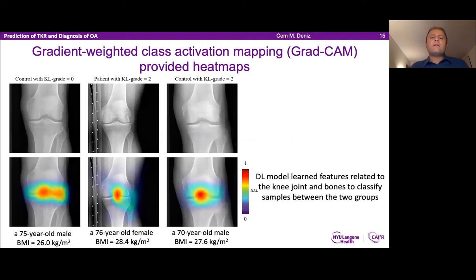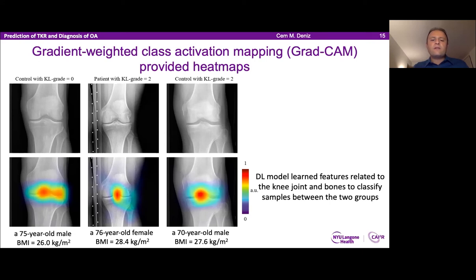Later, we look at where the deep learning models put attention or take the information from, which regions. So in the first row, you see the different control and patient subjects with different KL grades. And on the bottom, you see the heat maps we generated using Grad-CAMs, showing where the deep learning model gathers most of the information to predict if the image is from a control or a patient. So we can see from these patient and control heat maps that the deep learning model learned features related to the knee joint or bones to classify the samples between these two groups.